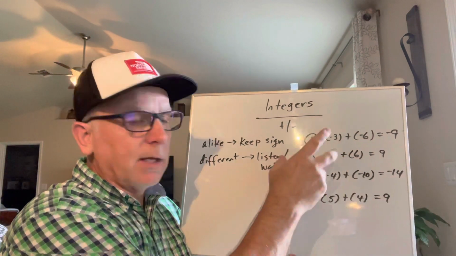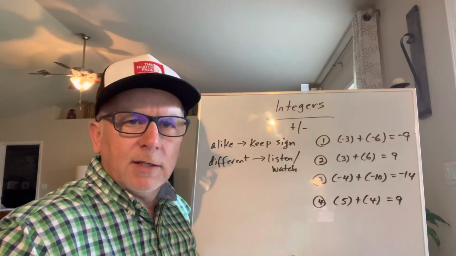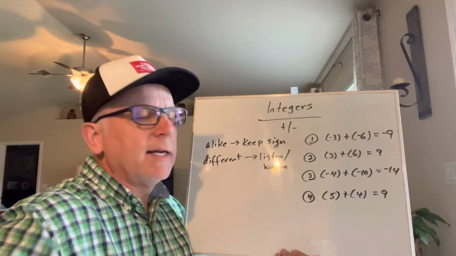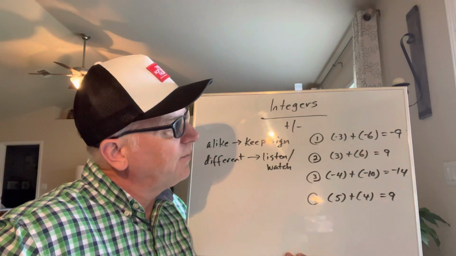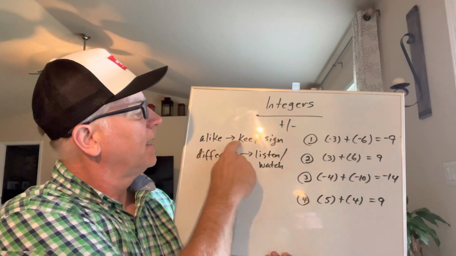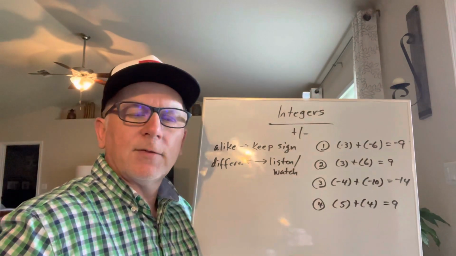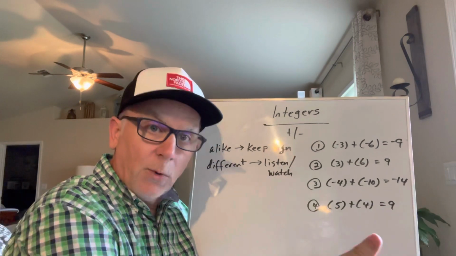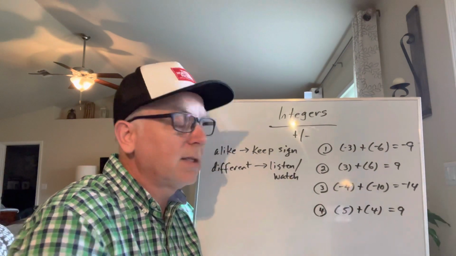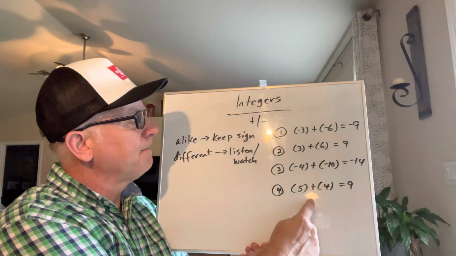3 plus 6, those are both positive, so those signs are alike. So the answer is going to be +9. Notice number 3 here. Again, the signs are alike. We have -4 plus -10. They're both negative. We would say the signs are alike. So you keep that same sign. So the answer is going to be negative. So a negative plus a negative is going to be a negative. A positive plus a positive is going to be positive, like down here, 5 plus 4 is 9.